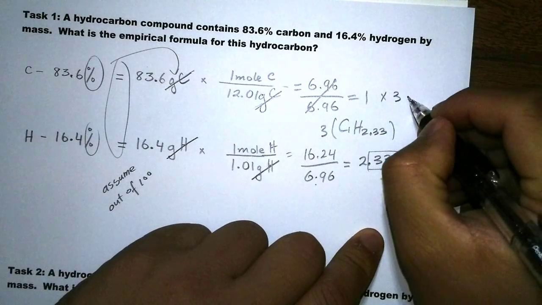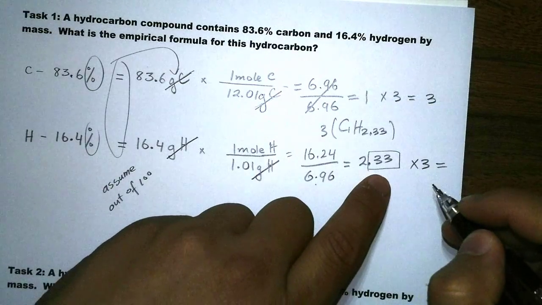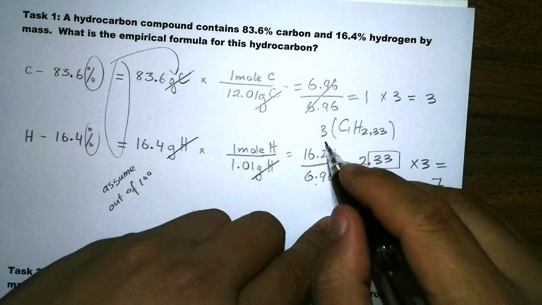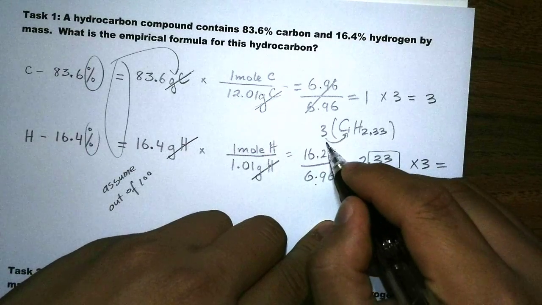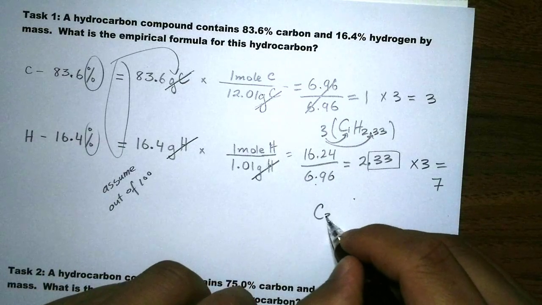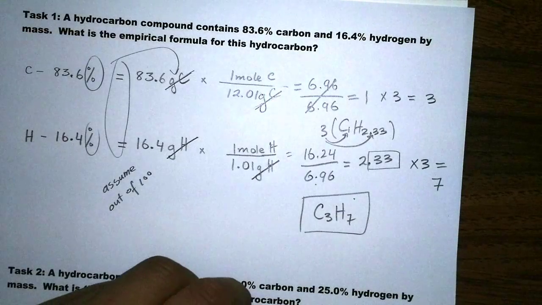And that will give us 3 carbon. And 2.33 times 3, that gives us 7. It's the same method, we multiply and distribute. So our answer is C3H7. This is our empirical formula.